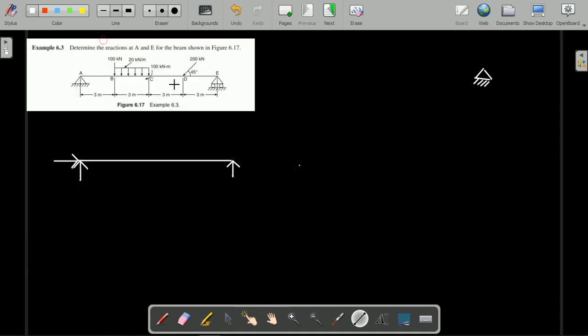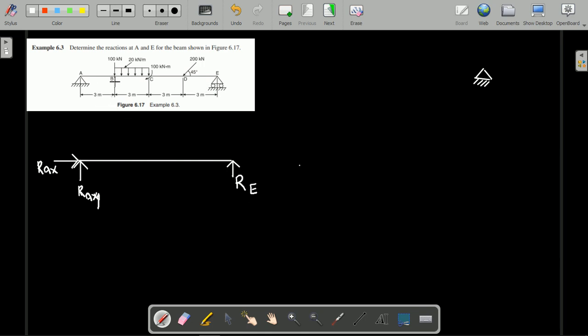So you can observe here at A point we are having the hinged support, so therefore you can take it as RAY, and this is RAX, 2 reactions. And at point E we are having roller support, so therefore the number of reaction is only 1, so you can call it as RE. Clear? So now the support reactions we have written.